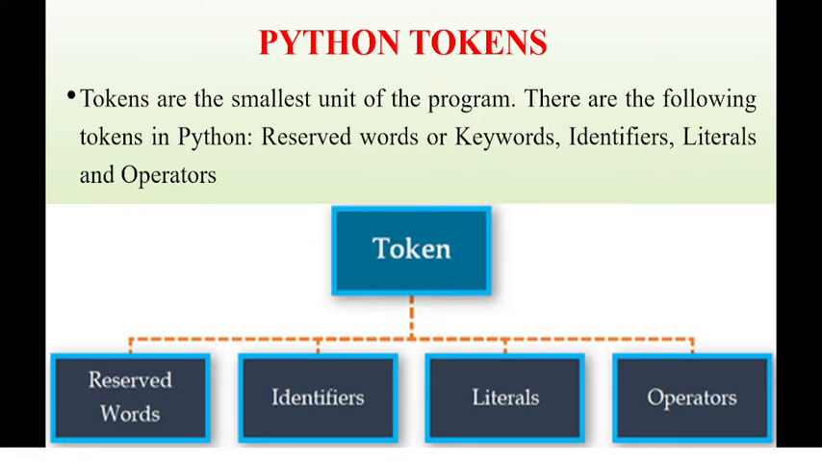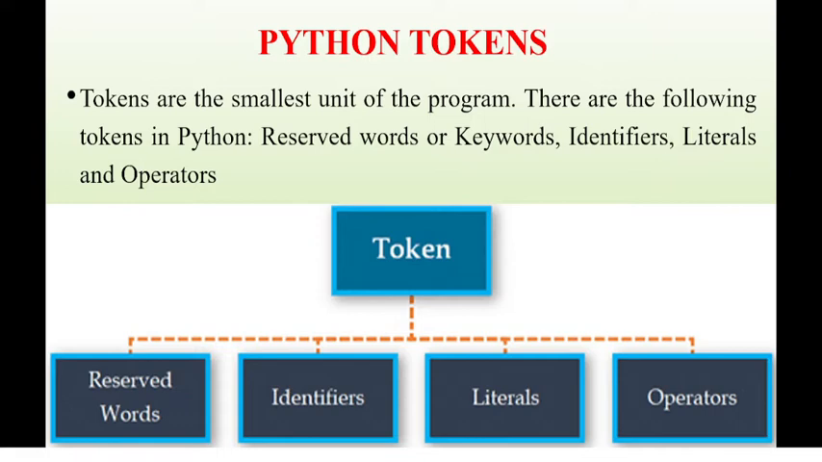The first one is keywords. Keywords are the reserved words in Python. A keyword is a reserved word in a computer language that has a specific meaning. Keywords are not allowed to be used as identifiers. Keywords are used to define the Python language's syntax or structure. That is the definition of a keyword.